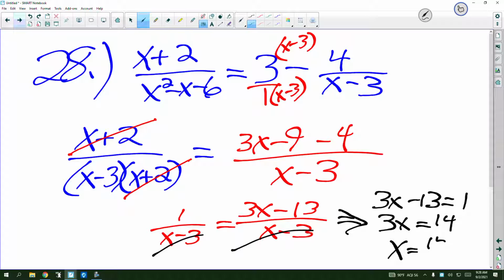What's 14 thirds? 4 and 2 thirds? Let me check that answer before we move on. Probably should have done that. If I plug in 14 thirds up above, it would work. The only answers that would be bad for this would have been 3 or -2. You have to go back to the original problem and check your answers. You can't just go by stuff that got simplified out.